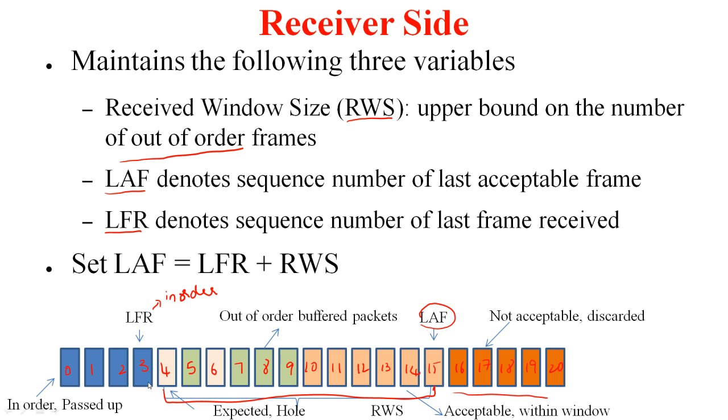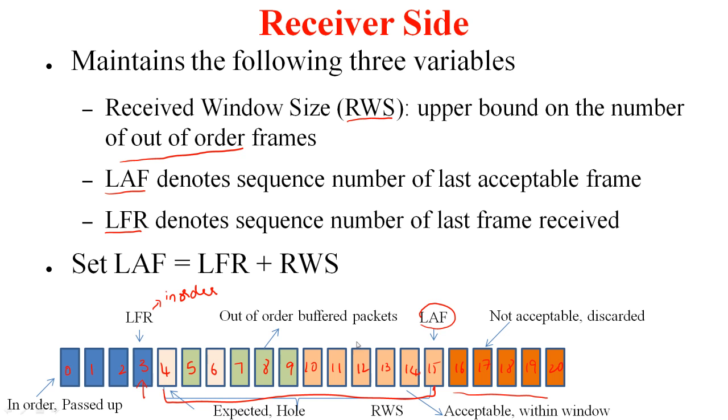So here I have just numbered the frames. This receiver has received frames in order until the third frame. It is expecting frame 4, but it did not come. Maybe it got lost. After that, it got frame 5. Again, 6 it didn't get because maybe it was lost. And then it got 7, 8, 9. So 5, 7, 8, 9 it accepted because they fall within the RWS window.